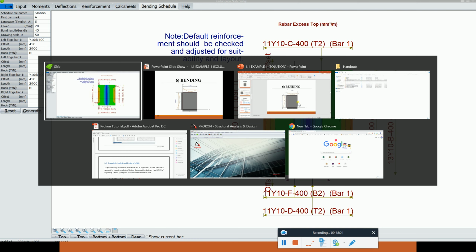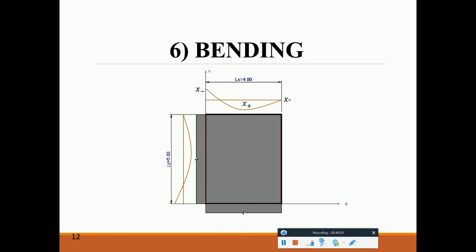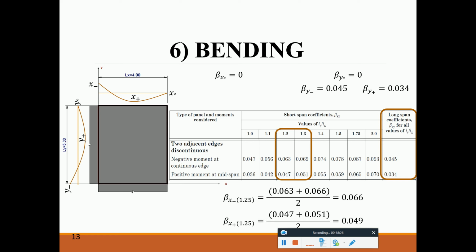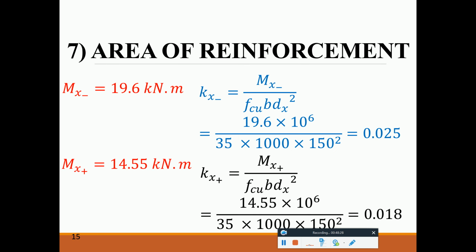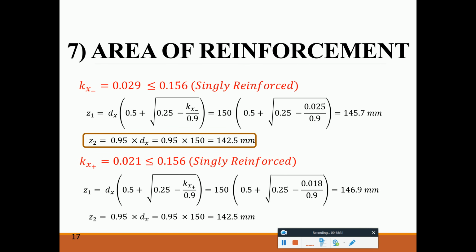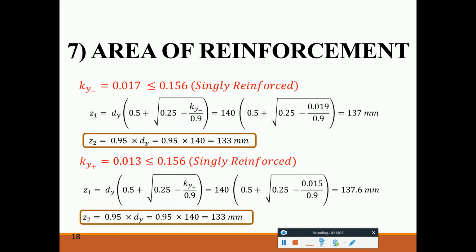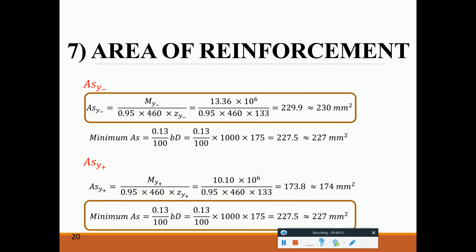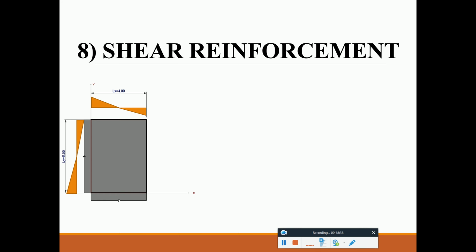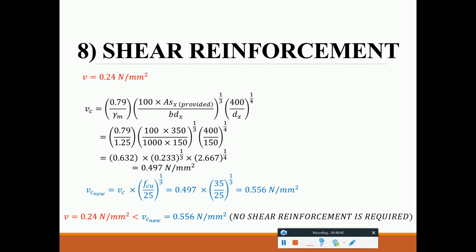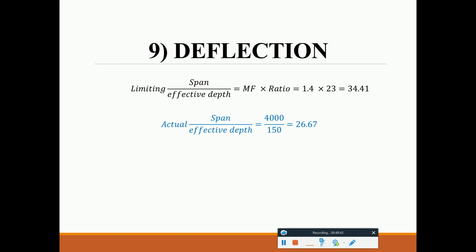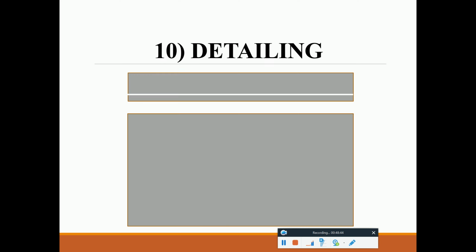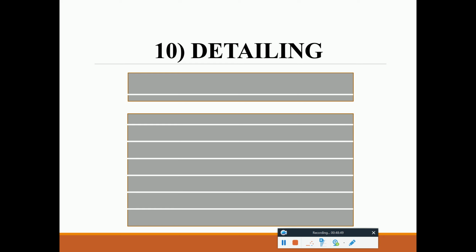If it's not that clear, it might be clearer here somehow. This is the detailing and how it's shown. You can see that this is the reinforcement of X, and then after the reinforcement of X, we are going to have the reinforcement of Y.